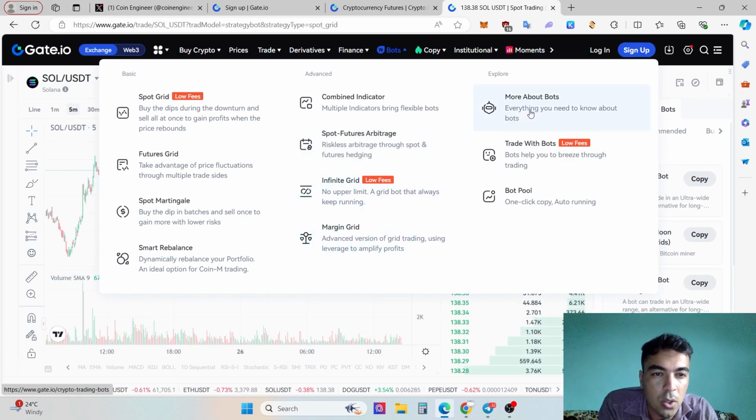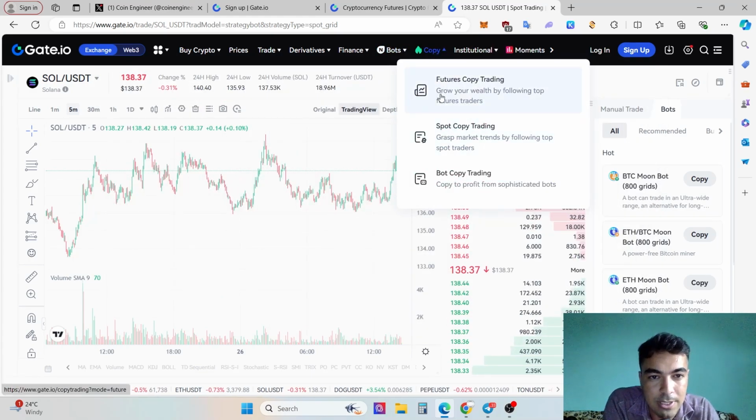And if you want to learn anything more about the bots, you can use the site Trade with Bots. You can use it, and you can use bot pools too. Just click one time and then your bot at the pool will run automatically. Yes. And copy trading, yes.